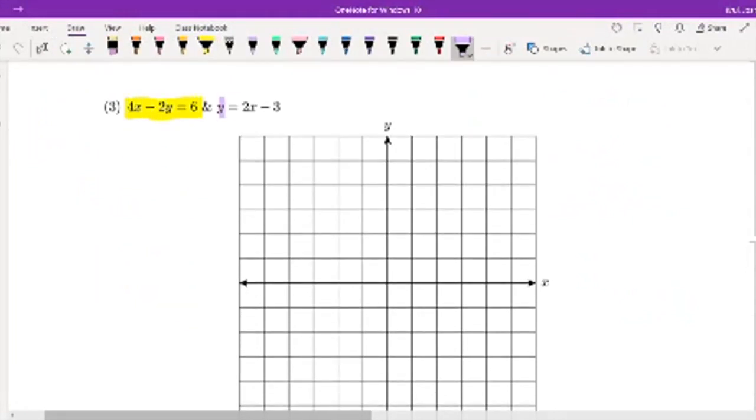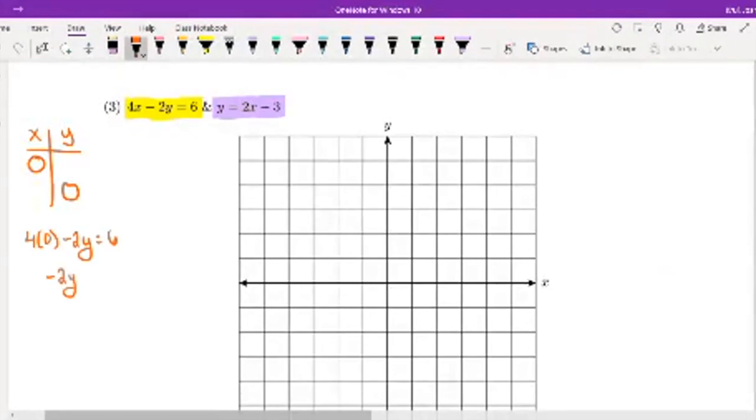Okay, we have our next one. So the yellow line is not in y-intercept form, so we'll start with that one. But the purple line that I highlighted actually is in slope-intercept form, so we can just plot that one without making a table of values. 4 times 0 minus 2y is 6. So negative 2y is 6, then y is negative 3.